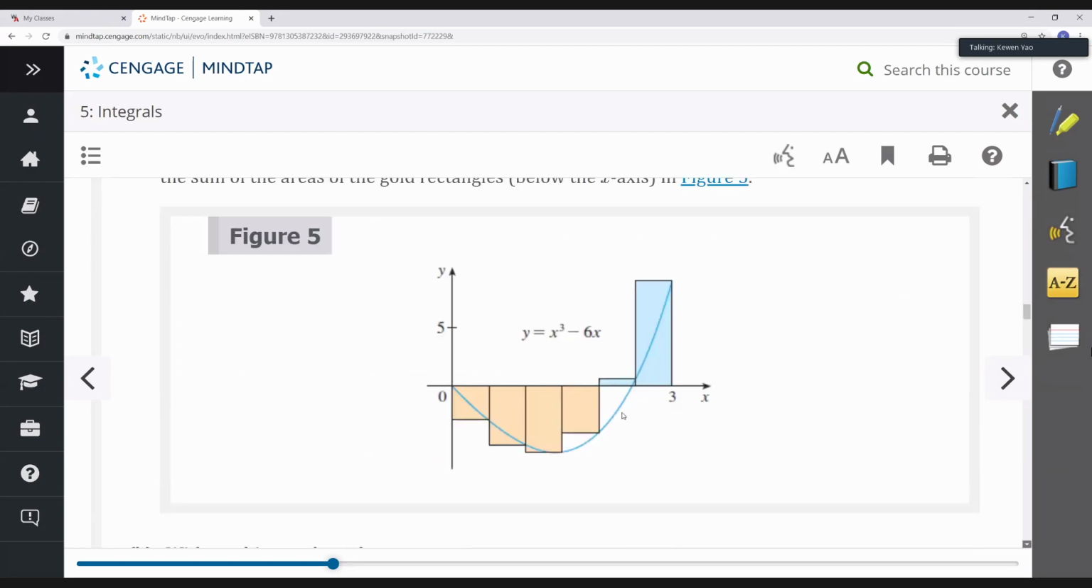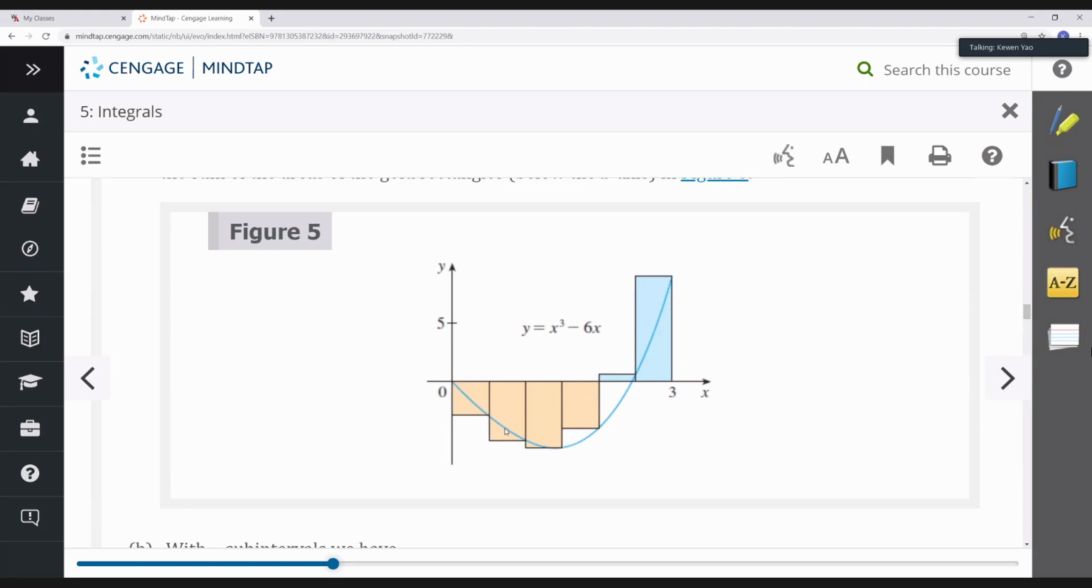Look at the picture here. This is the graph for x³ minus 6x between 0 and 3. You divide this into 6 subintervals. Now you can look at that. We use the right endpoint as height. So here we use this as height, and here we use this as height, and for this subinterval we use the right endpoint as height. For the fourth subinterval, the fifth subinterval, and the last subinterval, we use the right endpoint as height.